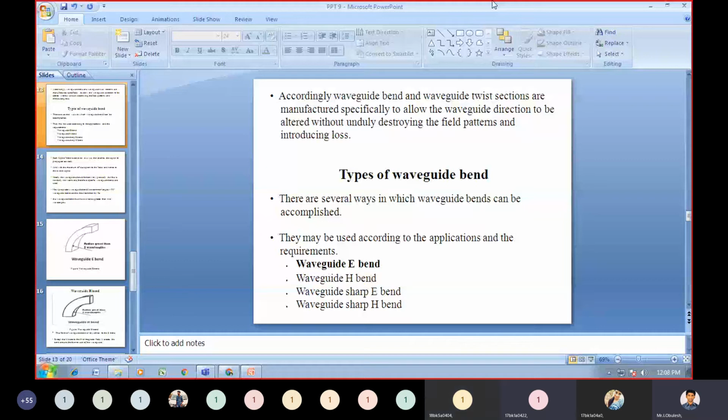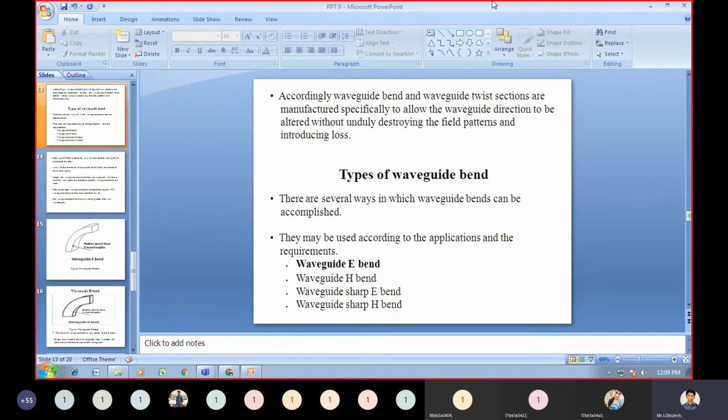Accordingly, waveguide bend and waveguide twist sections are manufactured specially to allow the waveguide direction to be altered without unduly destroying the field pattern and inducing losses.